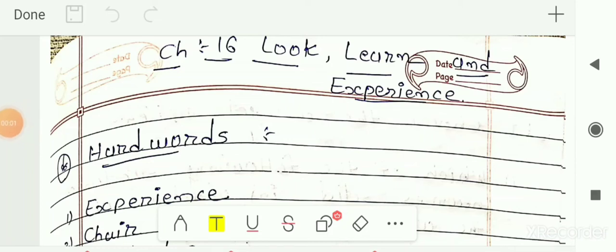Hello students, in this video we are going to solve the notebook exercise for chapter number 16. The chapter name is Look, Learn and Experience. Class 5, subject EVS GCERT.